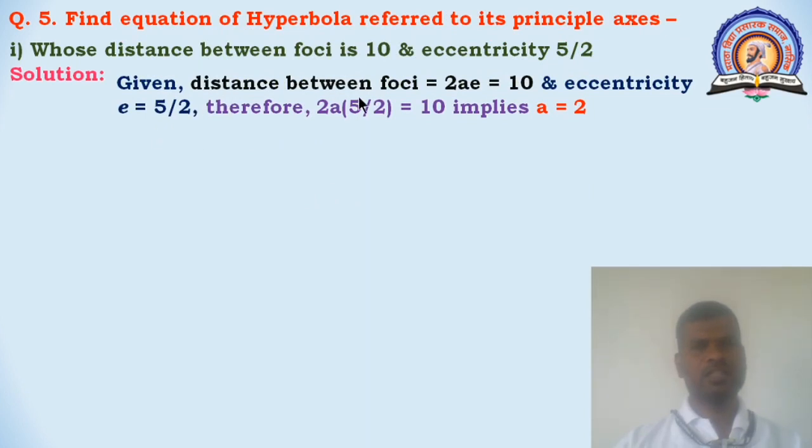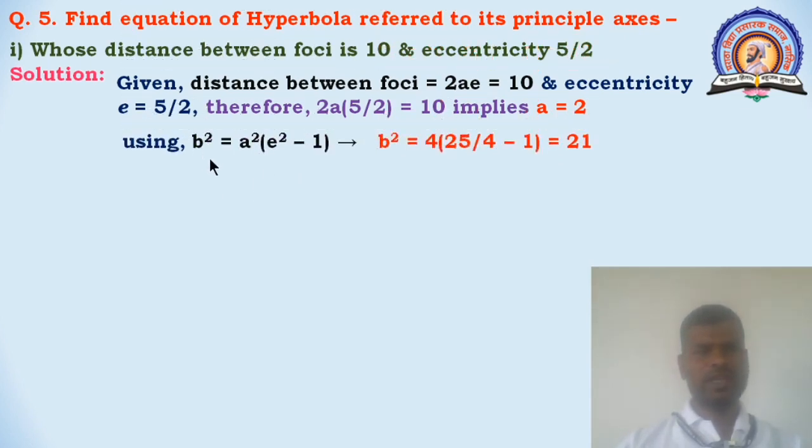For that, the distance between foci is twice ae, which is equal to 10, and the eccentricity is 5 by 2. So twice a into 5 by 2 is equal to 10, which implies that a is equal to 2. Remaining only to find the value of b. We know the relation between a, b and e is b square is equal to a square into e square minus 1. Put the value of e and a, and you will get b square is equal to 21.